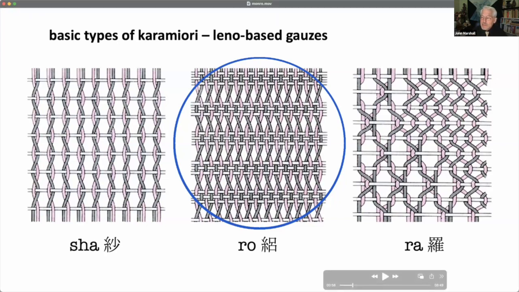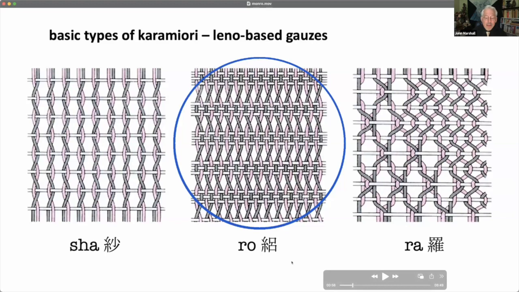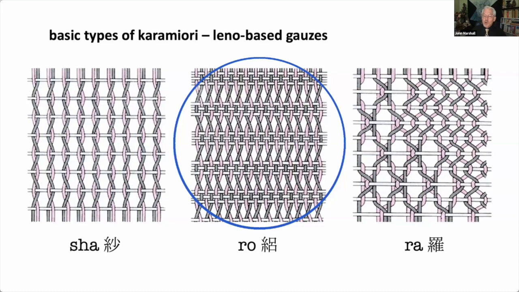And then there's one last category of lino weave of Karamiori called Ra, which we'll be discussing at another time. Ra is a little bit more akin to sort of macrame on the surface. Sha and Ro, you can tell by the Japanese characters, both come from weaving traditions, whereas Ra actually comes from a fisherman's netting tradition. But for our purposes, they're all classed together as Karamiori.